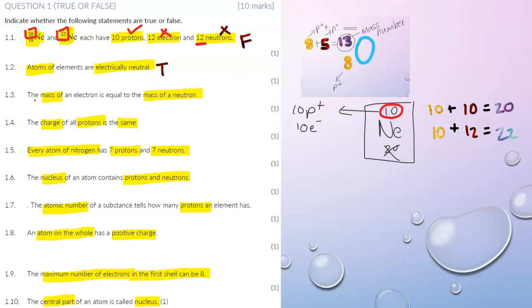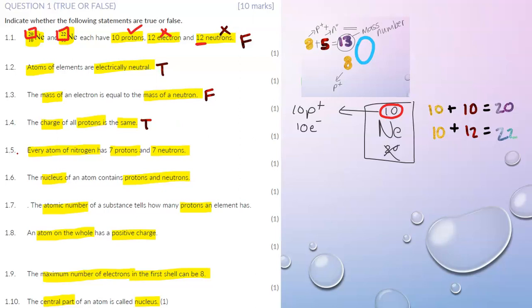1.3 tells us the mass of an electron is equal to the mass of a neutron, and that is false. That's just something that you can learn. 1.4, the charge of all protons are the same. That is true. They are all positive. Every proton in the whole universe, it doesn't matter where you find it, will always have a charge of +1.